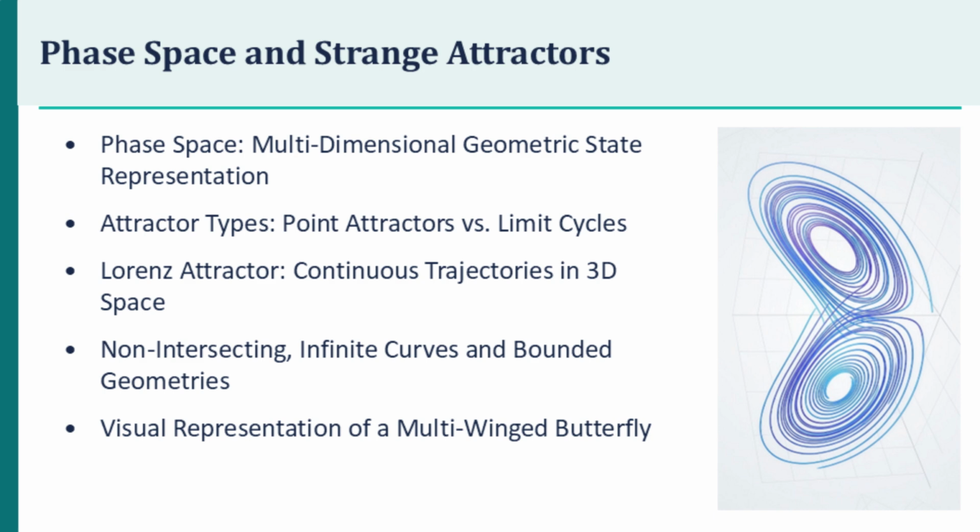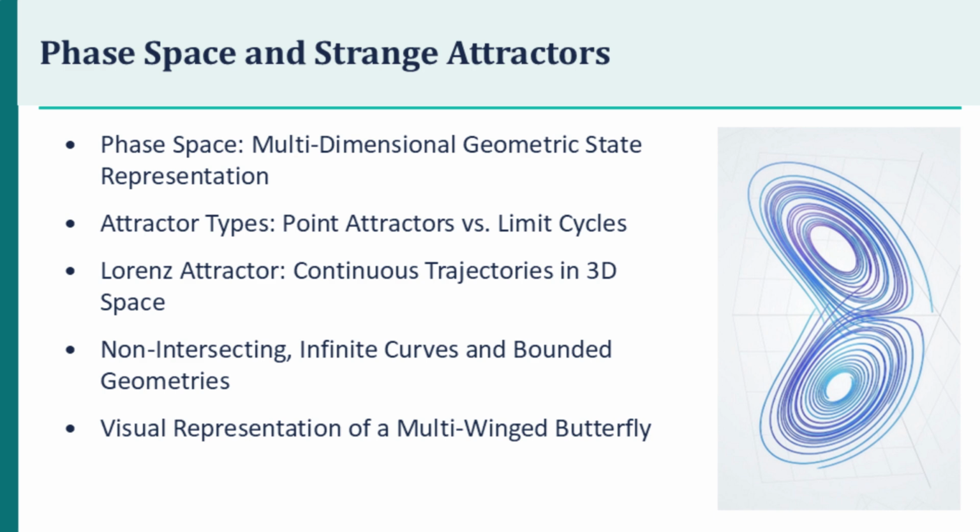As time moves forward, the changing state of the system traces out a path or trajectory through this space. If a system is stable and returns to rest, its trajectory spirals inward toward a single point, known as a point attractor. If it settles into a steady oscillation, it loops indefinitely around a closed curve, called a limit cycle attractor. But when Edward Lorenz plotted the trajectories of his chaotic weather equations in three-dimensional phase space, he discovered an entirely new geometric entity, a strange attractor.